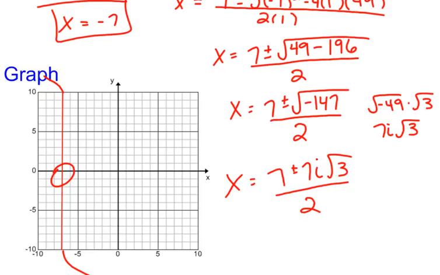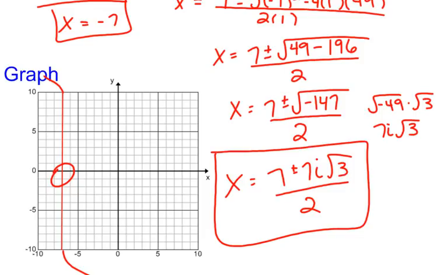If my 7, 7, and 2 could be reduced, I would. They can't. So here are my other 2 answers, because I have a plus or minus. So I have one answer is x equals negative 7, and the other 2 answers are 7 plus or minus 7i root 3 over 2.